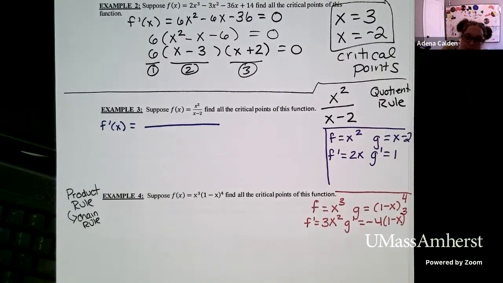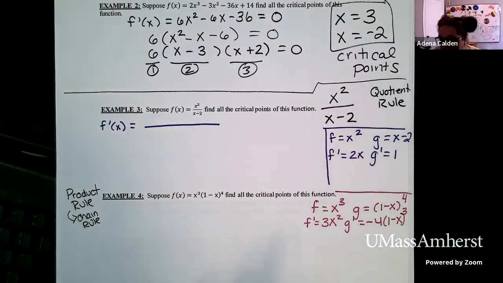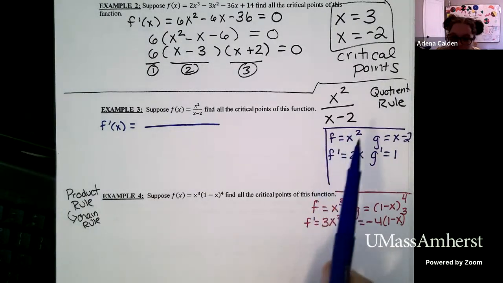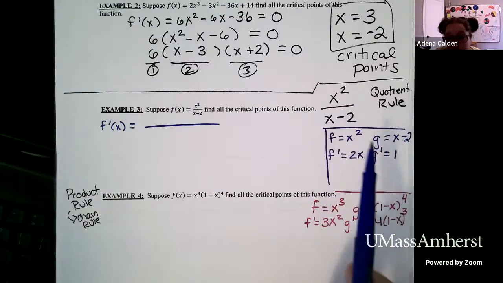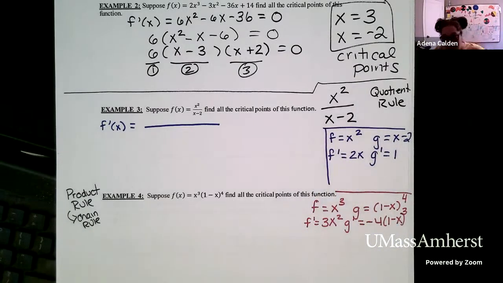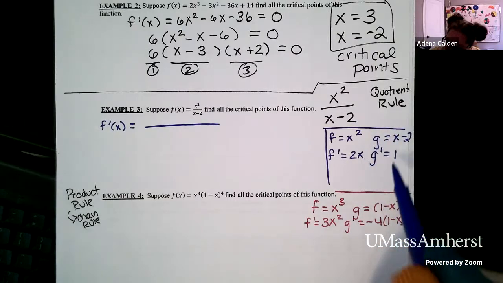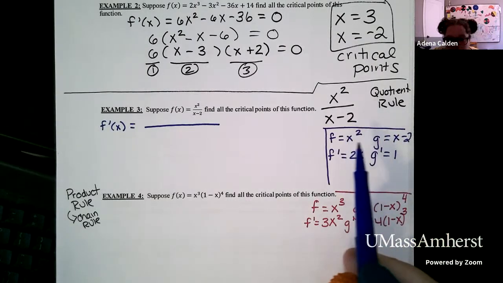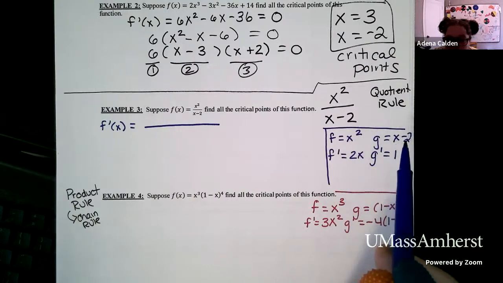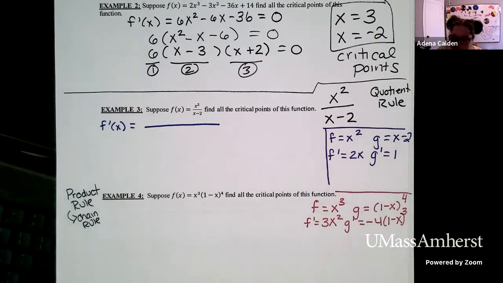Okay, so let's start with this quotient rule. So we have x squared over x minus 2. When we set up our quotient rule, our top function is always our f. So that's the x squared term. And our bottom function is always the g, the x minus 2. We need to take the derivative of each of those respective functions. So the derivative of x squared is 2x, and the derivative of x minus 2 is 1.